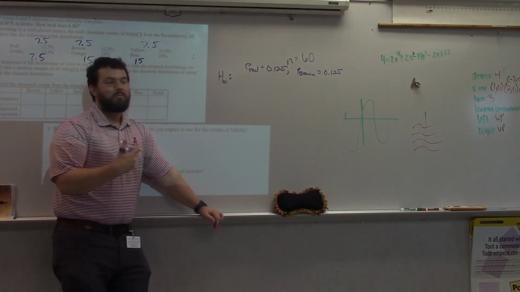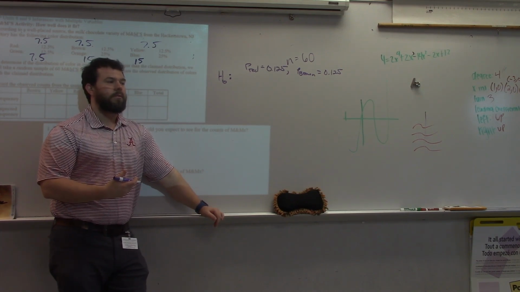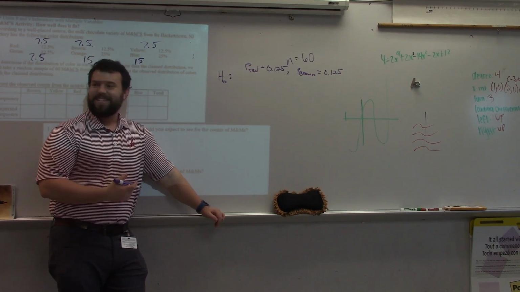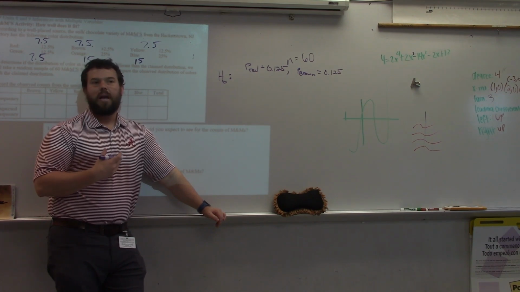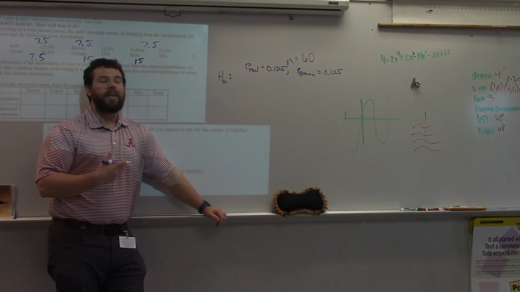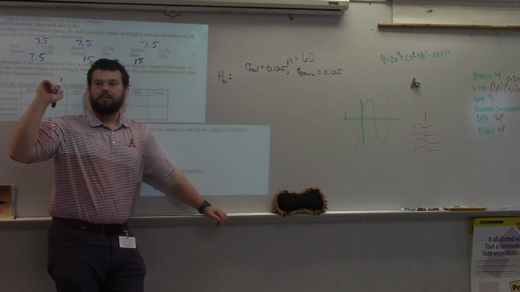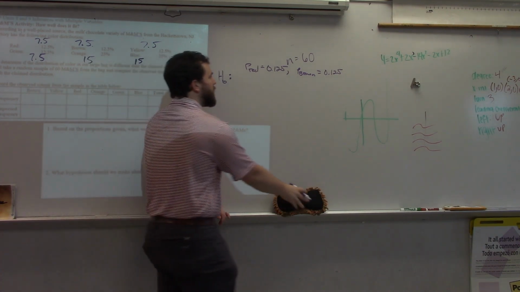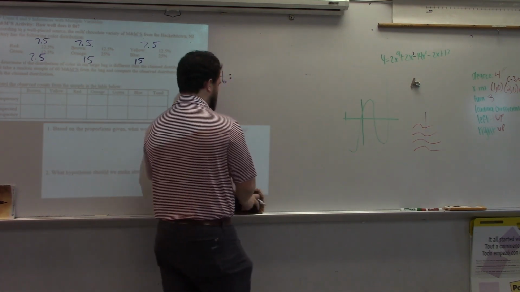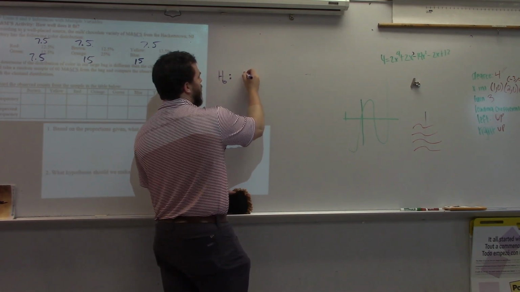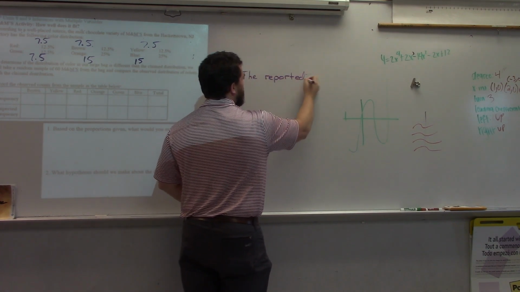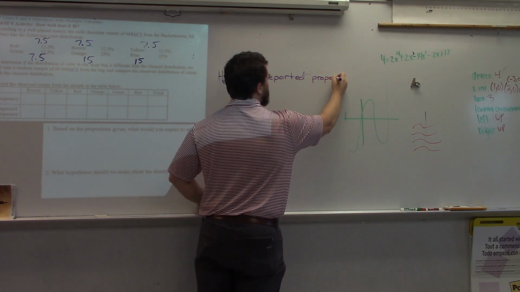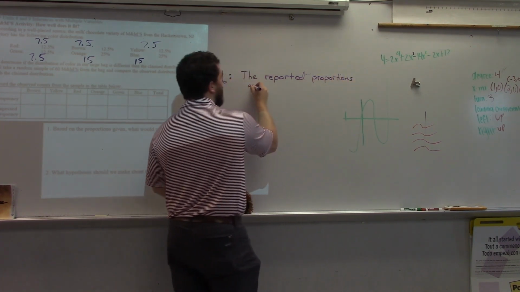So can you say all that? What's a simpler way? What's a quicker way? The simpler way is we want to know how well our data fit these expected proportions, or these claimed proportions. So we can simply say the null hypothesis is the reported proportions are true.